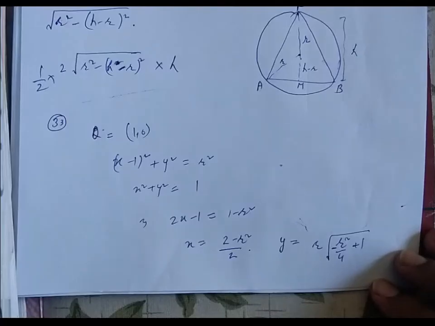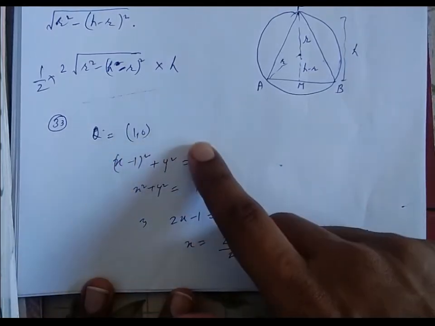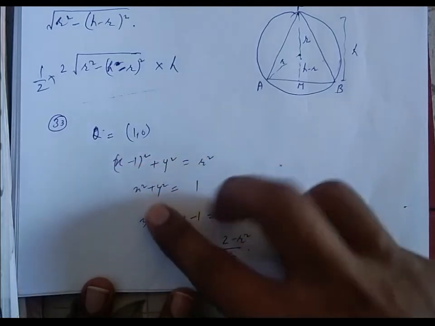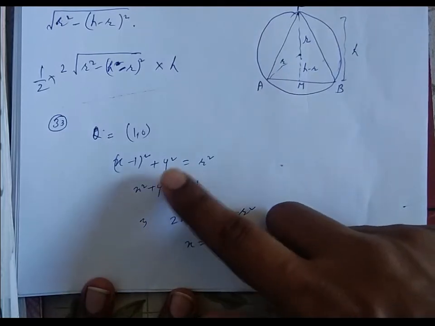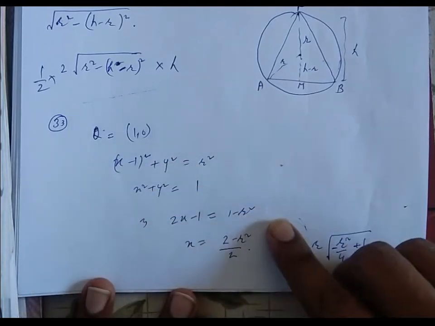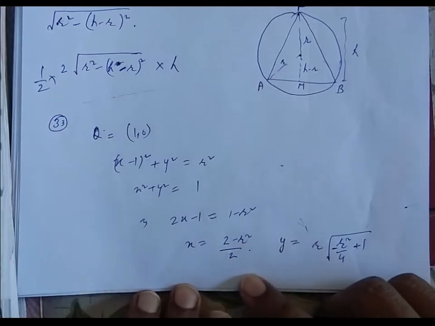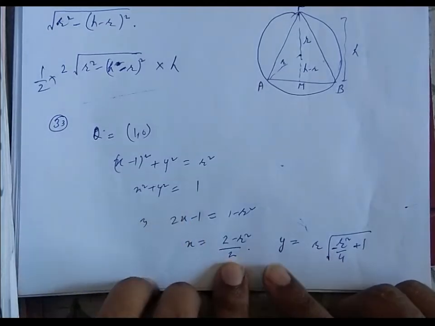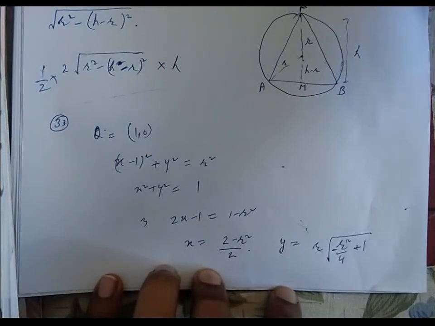There was some error in the video for question number 33, so I'll repeat that again. The Q point would be 1 comma 0. A circle with center 1 comma 0 would be (x minus 1) whole square plus y square is equal to r square. Intersection of this circle and the original circle would be this, subtracting both the equations. We get x in terms of r as (2 minus r square) upon 2. Substituting the value of x in this equation, we get y is equal to r times square root of 1 minus r square by 4.